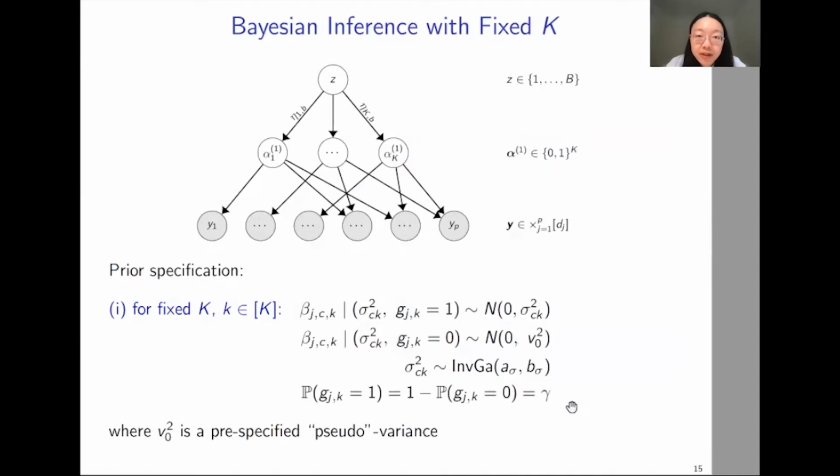So we adopt a Bayesian inference procedure for estimation of the latent structure. Our prior specifications are as follows. First, consider the case where we know the number of binary latent variables K. In this case, we specify a joint prior for the sparsity indicators G and the continuous beta coefficients. This is a spike and slab representation where the slab variance sigma is modeled using the inverse gamma.